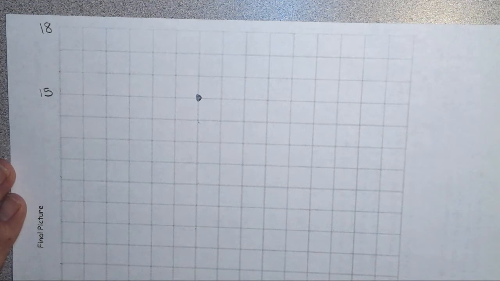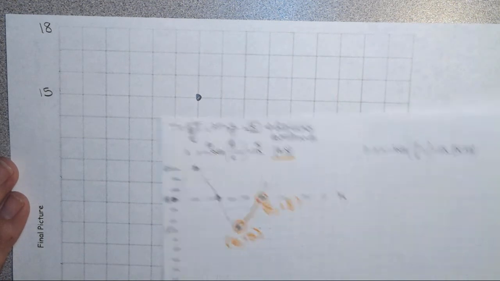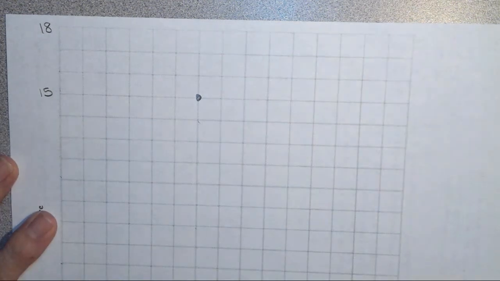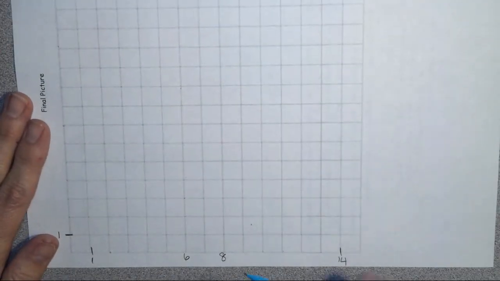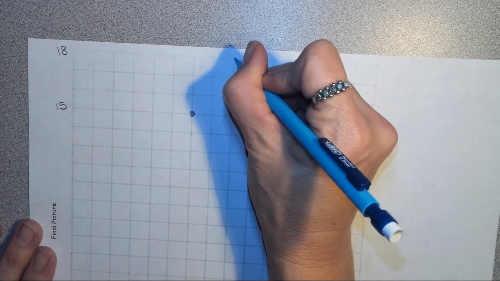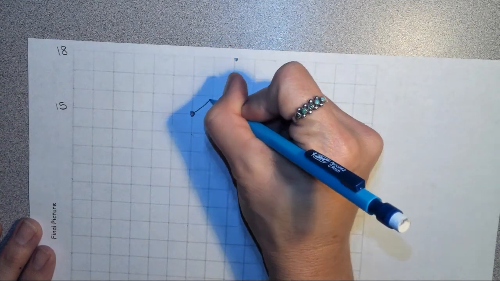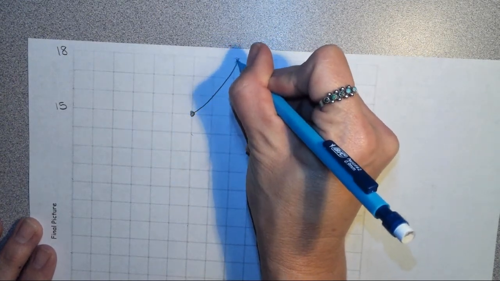I also need to graph (8, 18). So here's 8 down here at the bottom, so I got the point 8. And then I'm going to go all the way up to 18, which is already labeled. And then I'm going to connect them just like it looks in my picture.